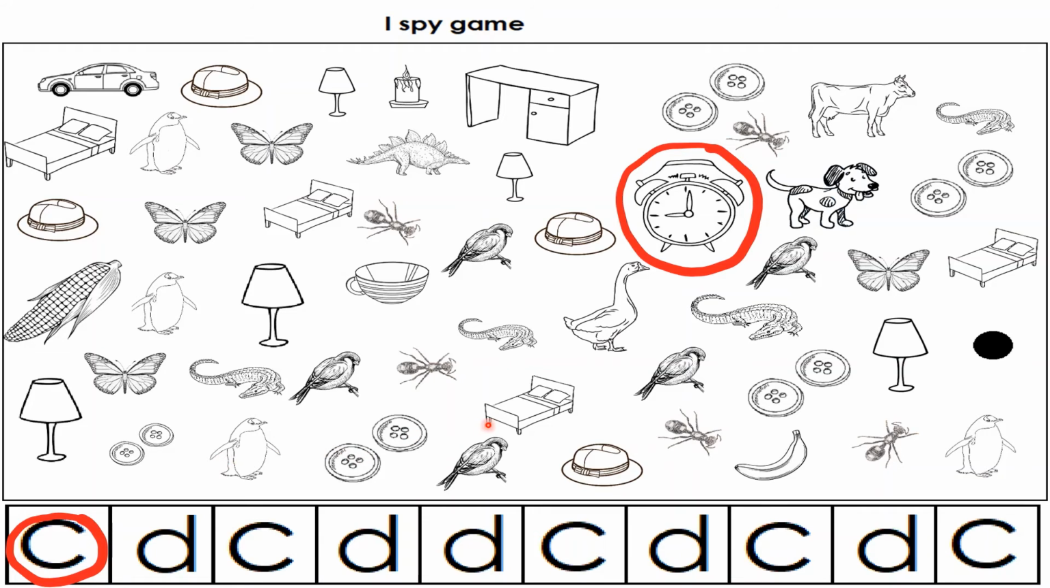I spy with my little eye something that starts with D. Let's find something that starts with D. Oh, here it is. Desk. Let's circle that. We are going to circle this D because we are done with it. Now you are going to find the rest of the pictures that start with K and D and circle them. When we are done, we can move on to the next one.